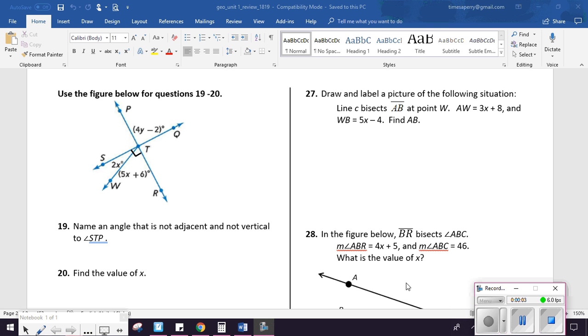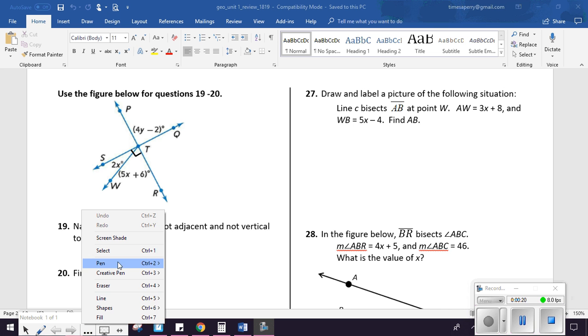Let's continue with number 19. We're going to use the figure above to answer both 19 and 20. Number 19 reads, name an angle that is not adjacent and not vertical to angle STP. So let's highlight that angle STP.